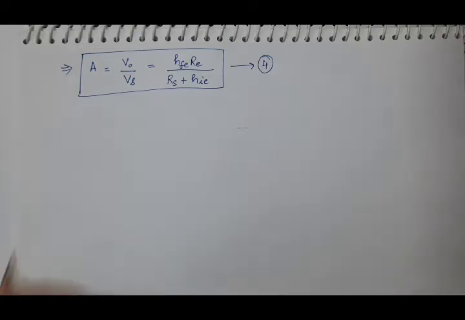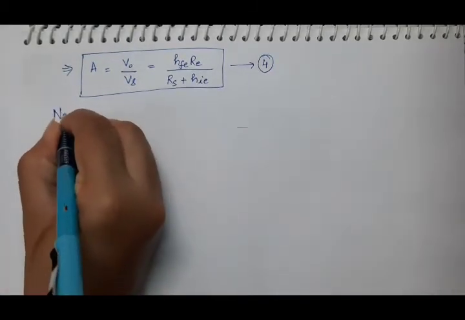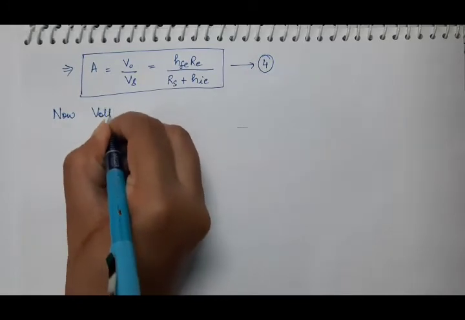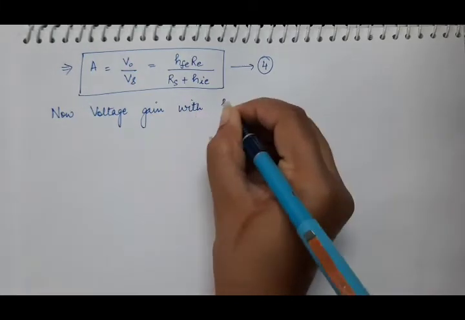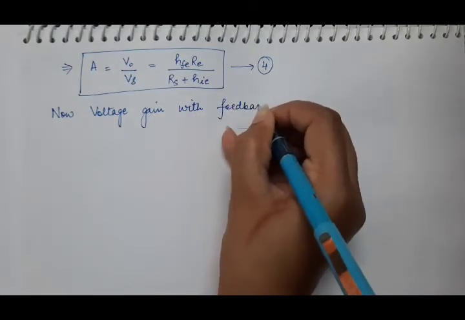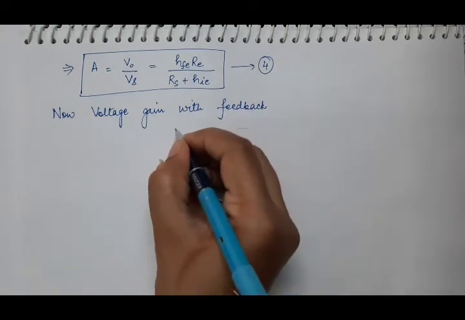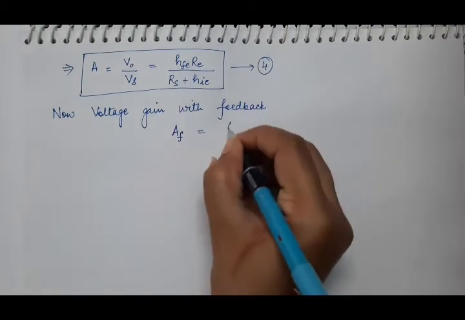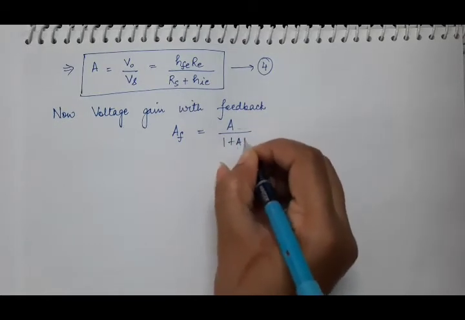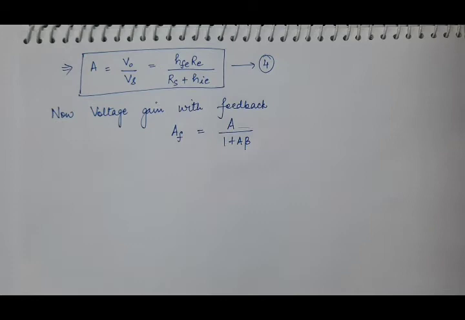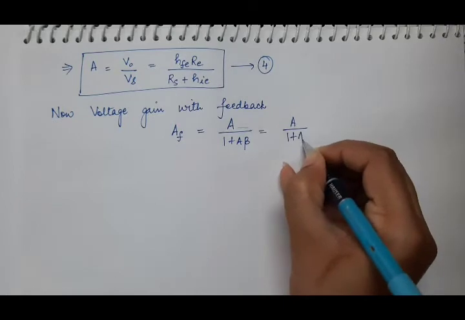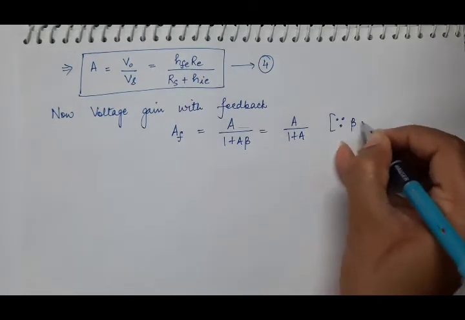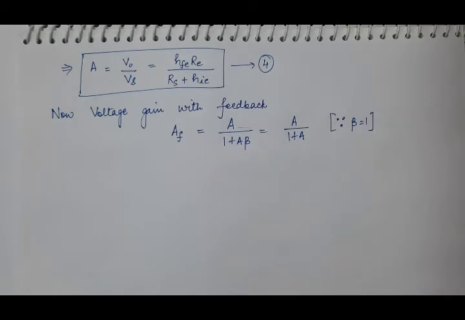Now we have to find out the voltage gain with feedback. So the voltage gain with feedback is equal to AF, and it is equal to A upon 1 plus A beta. Here beta is equal to 1, so put beta equal to 1. We will have A upon 1 plus A because beta is 1. Now put the value of A from equation 4th in this equation.